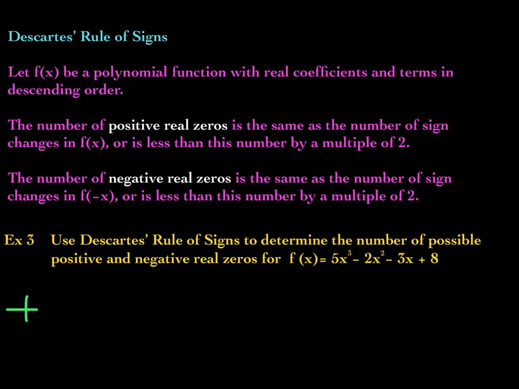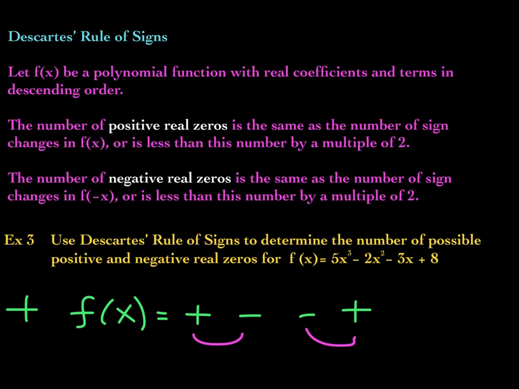So I want you to look at your function f of x. And the first term is positive, the second term is negative, the third term is negative, and the constant term is positive. Those are these signs here. Let's count the sign changes. This is a sign change, and this is a sign change. So there are 2 sign changes. So the Descartes' rule of signs says the number of positive real zeros is the same as the number of sign changes, or less than this number by a multiple of 2.